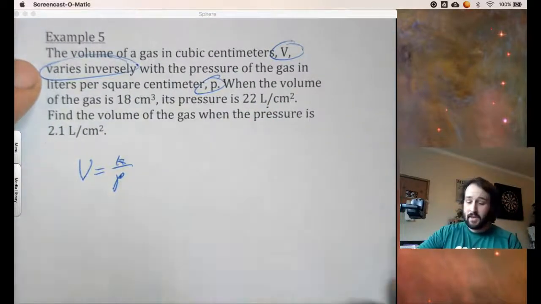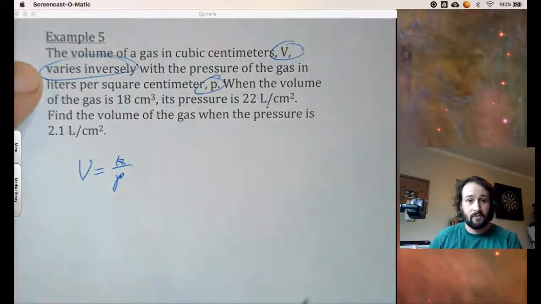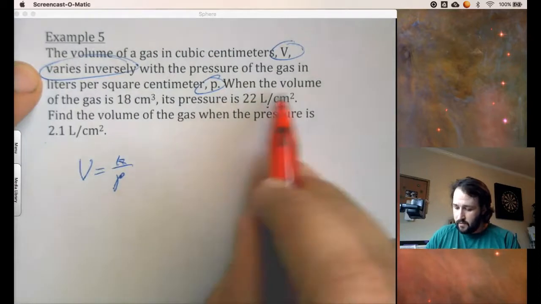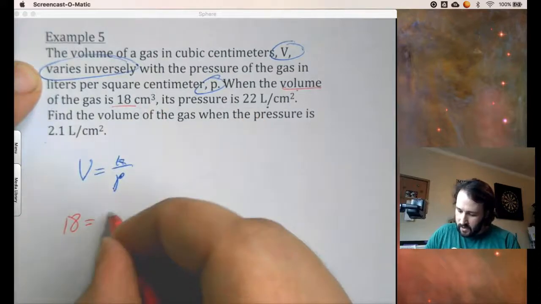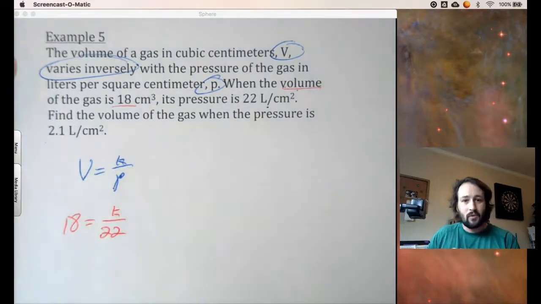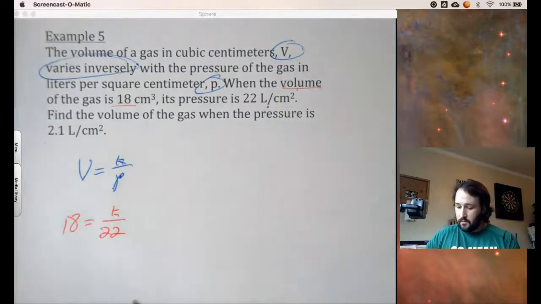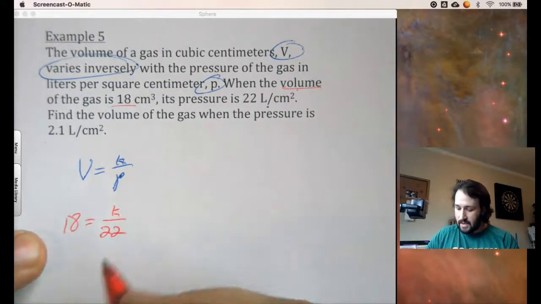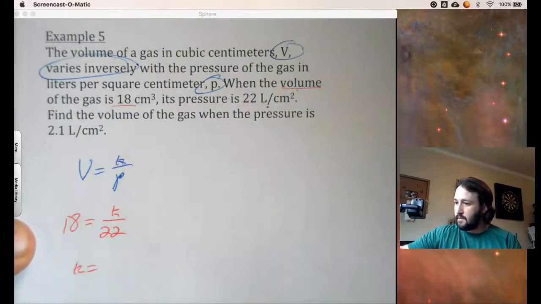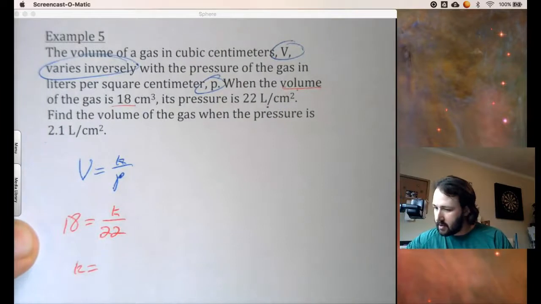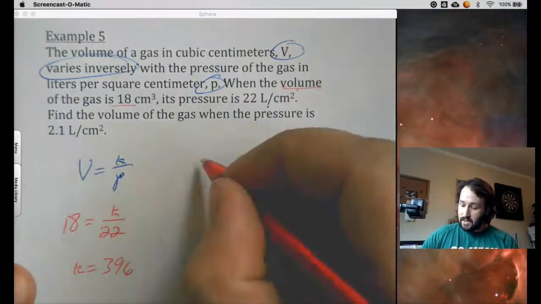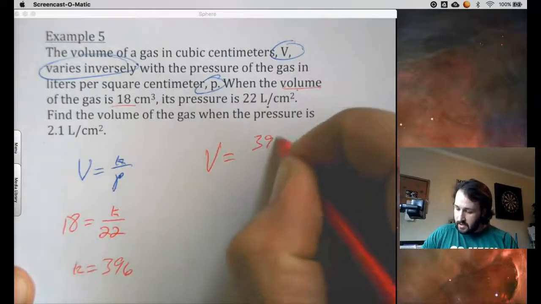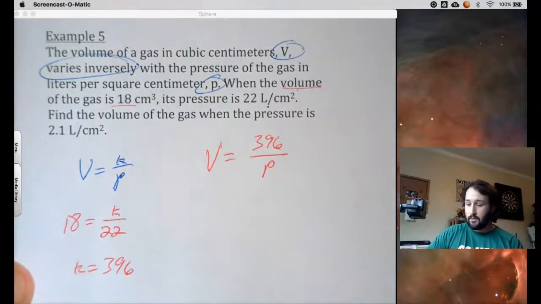So this one is not giving me the constant of variation, but it did give me enough information to figure it out. So they gave me when the volume is 18, the pressure is 22. So I have 18 equals K over 22. This will allow me to solve for that K. So I multiply 22 times 18, and K is 400 minus 4, so it should be 396, but I want to make sure. Look at that, 396. All right, so 396 is K, so my equation is V equals 396 over P. That's our real equation that we're going to use.